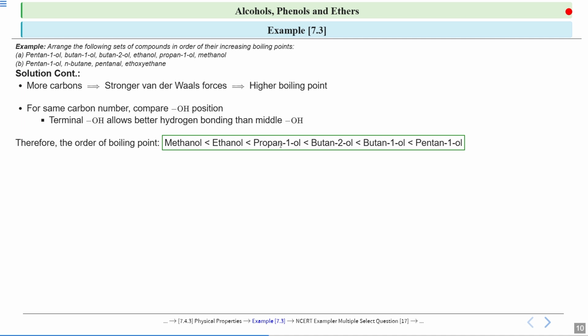Then comes propane 1-ol, with only 3 carbon atoms and OH attached to the first carbon. Then comes ethanol, which has only 2 carbon atoms, and then methanol. So this is the order of boiling point: pentane 1-ol will have the highest boiling point, and methanol will have the lowest. This is the solution of your A part.